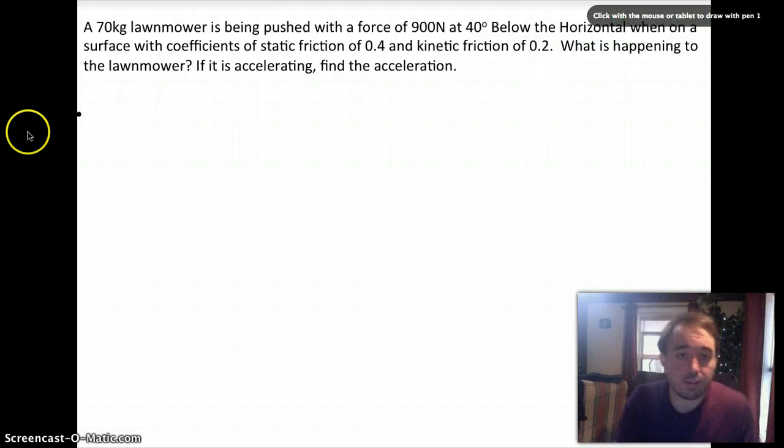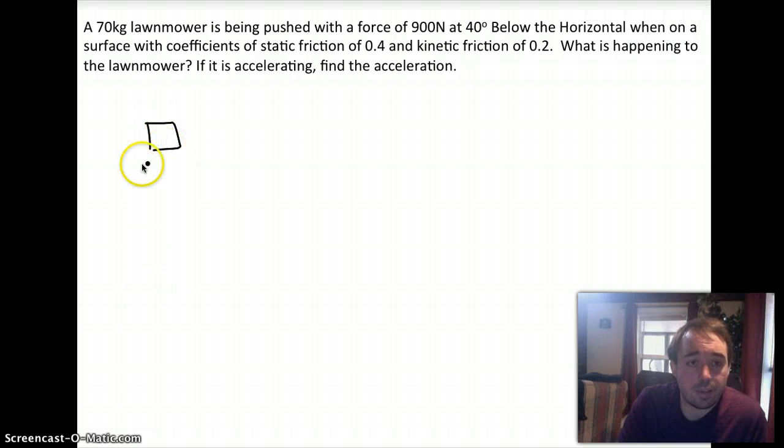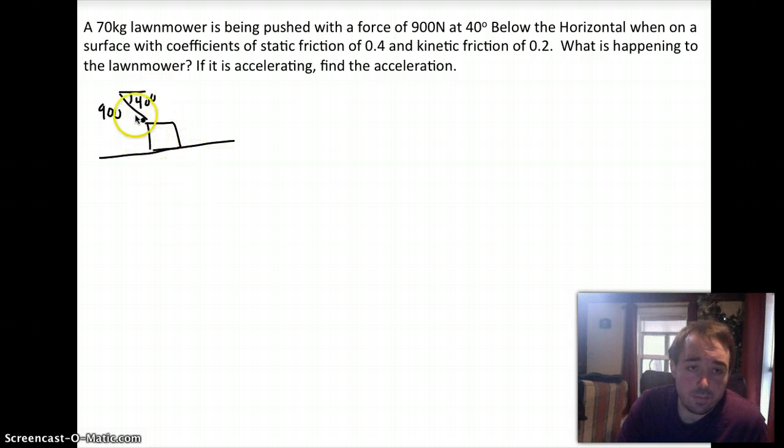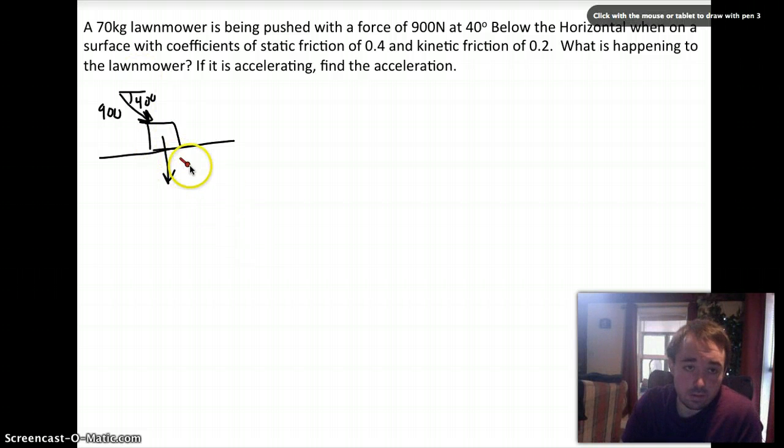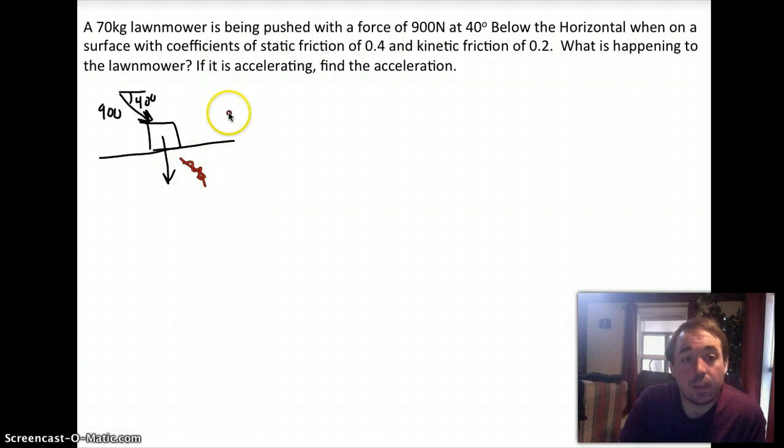So let me clear and redraw. So we've got our lawnmower, 70 kilograms on the ground, getting pushed. Here's our angle with 900 newtons, 40 degrees. So, well, let's just look at the forces. That force is being applied sort of at this angle. You've got the force of gravity. There is friction. It says coefficients of friction. So friction is always going to act opposite of the actual direction of motion. And we all know that a lawnmower is not going to go into the ground. It's not going to somehow go that way, because the ground's going to stop it. So the actual motion is going to be that way. That's the direction of motion.